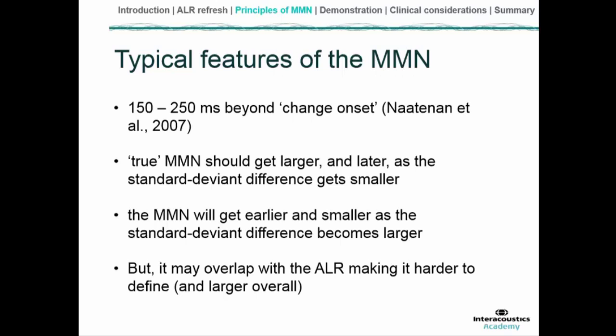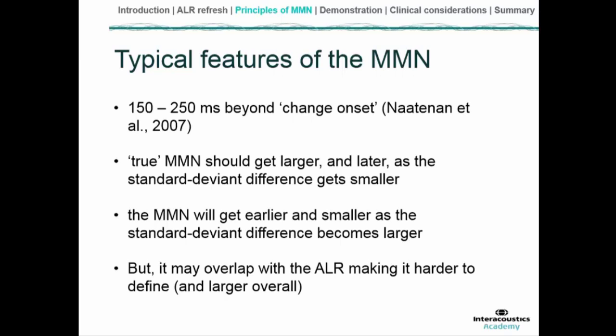But as the standard and the deviant difference becomes so large that the latency becomes earlier and earlier, then at some point it may become so early that it actually overlaps with the ALR, the N1P2 complex. That N1P2 complex may boost the absolute amplitude of the MMN, even though the true MMN itself is getting smaller in amplitude. This also begs a number of questions relating to the oddball paradigm itself. Firstly, the probability of the deviant occurring is all important, and secondly, the position in which it occurs within the stimulus train is also important.